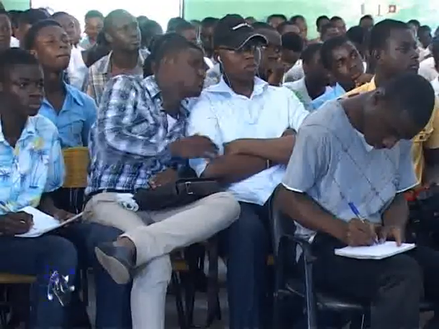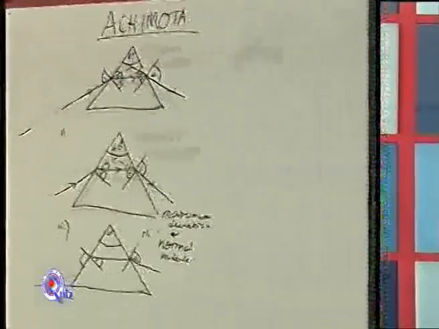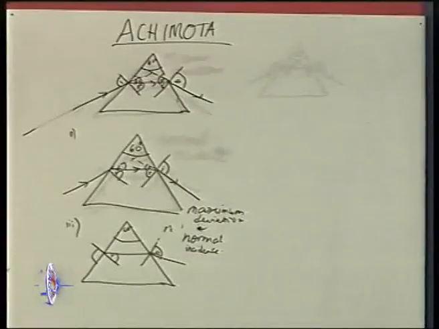Now our contestants, Achimota School, they have their diagram for minimum deviation right, but they did not recognize that we're going to have total internal reflection for the normal incidence. So that is wrong. And they did not attempt the second part at all. So we give them 3 out of 10.